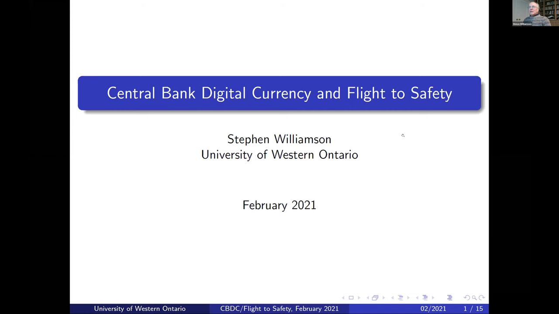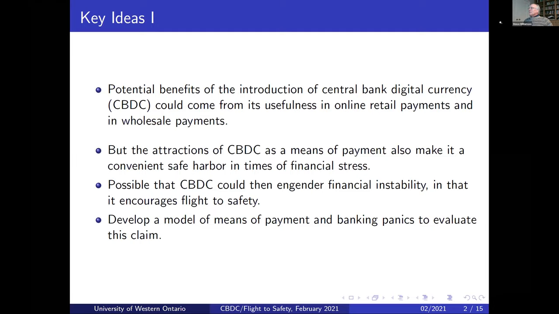Okay, so here are the main ideas. You have a bunch of central bankers who are thinking about issuing digital currency in some form. Some of the arguments about why they would do that have to do with it being potentially useful in online retail payments, where you can't use physical currency, and then maybe in wholesale payments too.